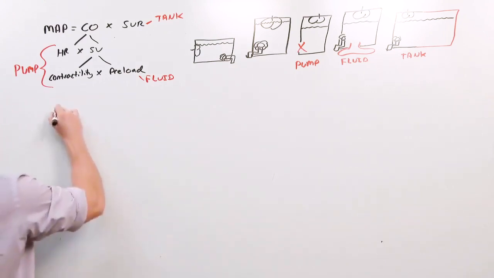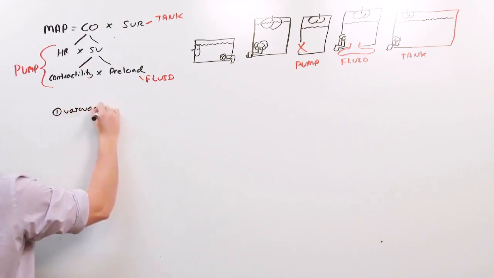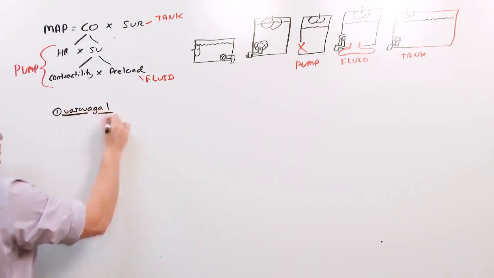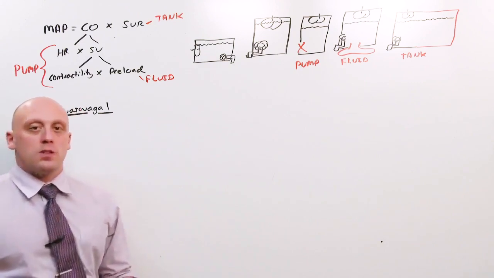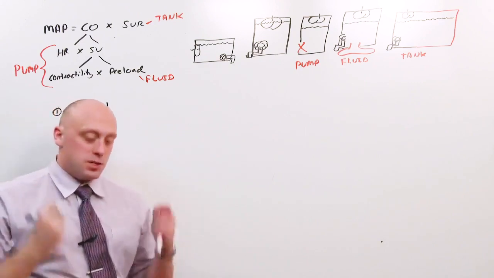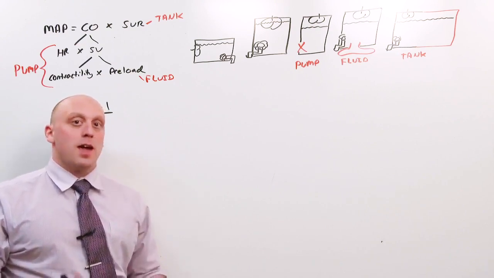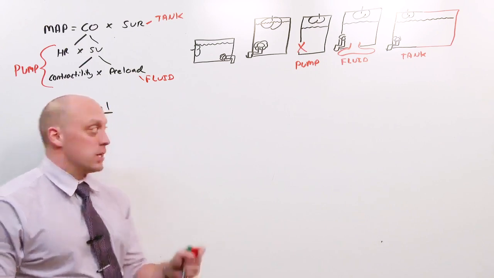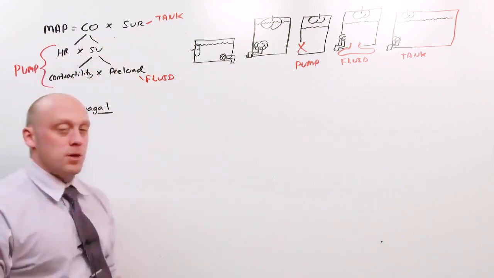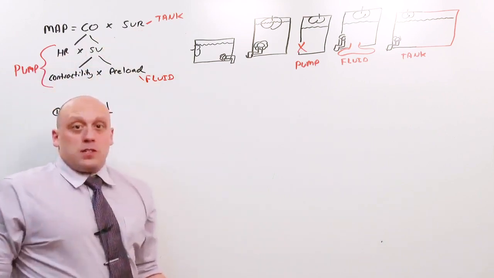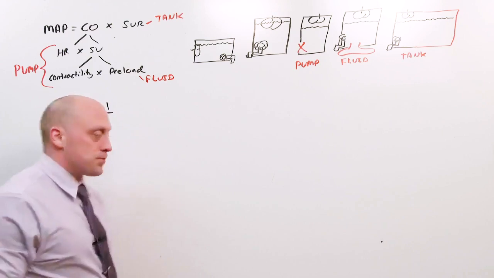The first one being vasovagal. In vasovagal syncope, something stimulates the vagus nerve. When the vagus nerve gets stimulated, it dumps acetylcholine. Acetylcholine causes bradycardia and vasodilation. So you're going to take two hits, both the pump and SVR. The person passes out.